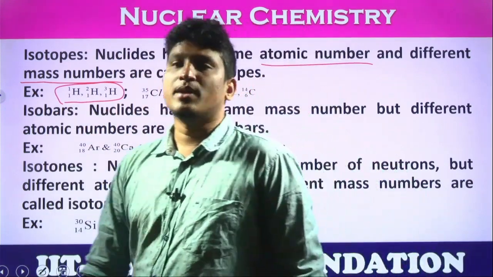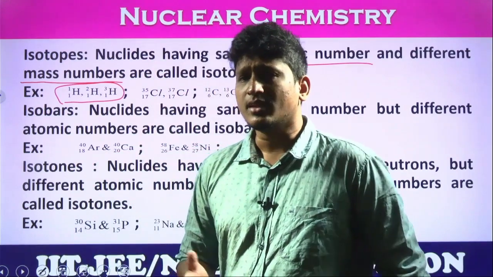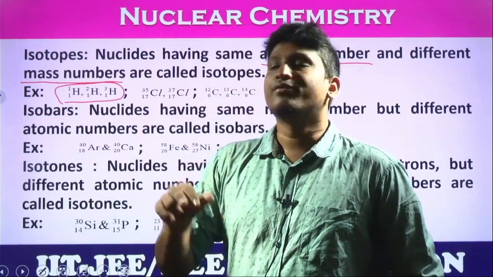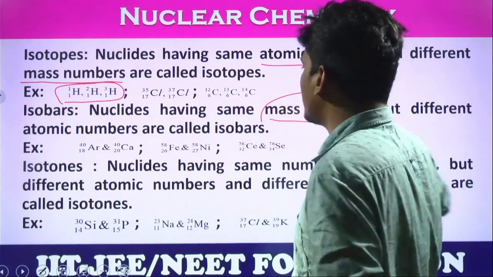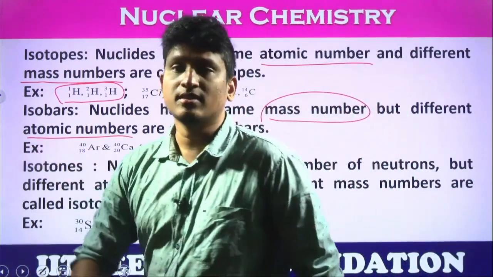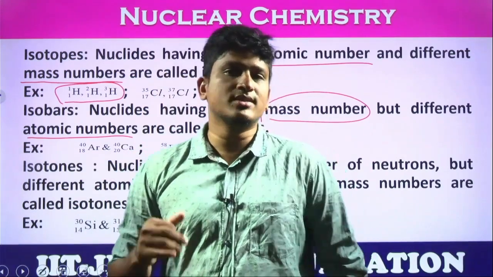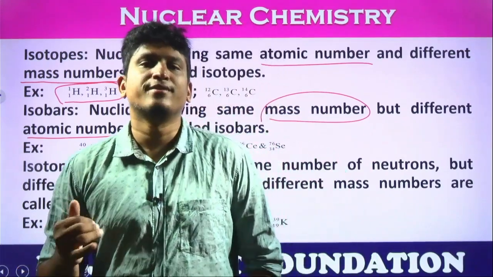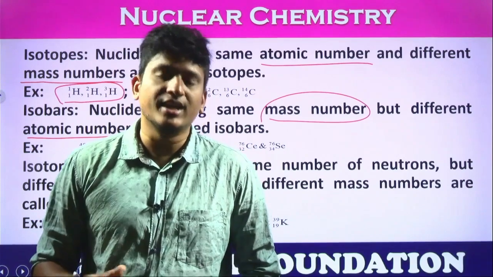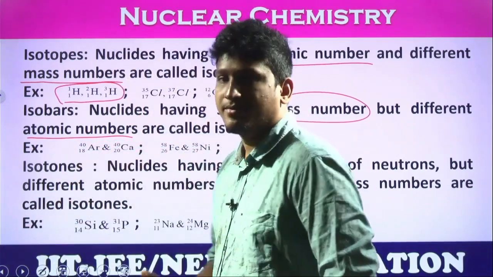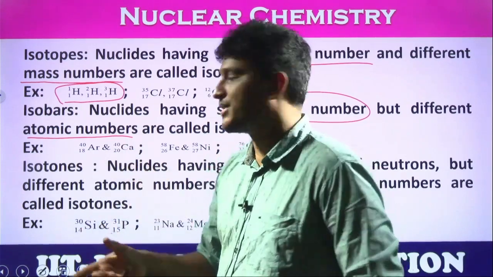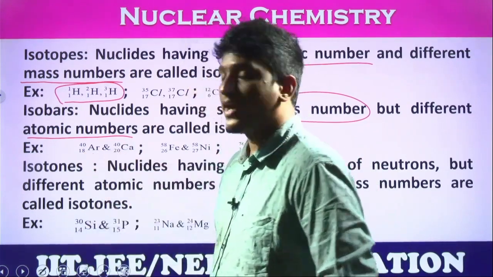Next, isobars. This time, nuclides having the same mass number but different atomic numbers. Now answer: do these nuclides belong to the same element or a different element? Different atomic numbers definitely means different elements. Look here, argon and calcium: different elements. How can we say different elements? Because look at the atomic number of argon, 18.